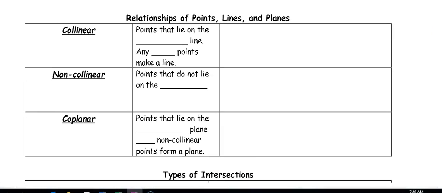Let's look at a couple more vocab words. So collinear means that there are points that lie on the same line. Remember that any 2 points are always going to make a line. So in this case, if I have a line, B, T, R, all of those points are collinear because they're on the same line. But we only need 2 of those points to know that we have that line there.